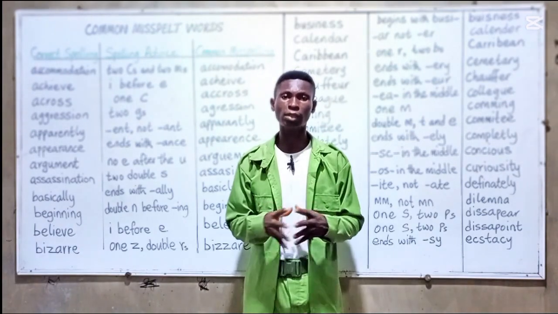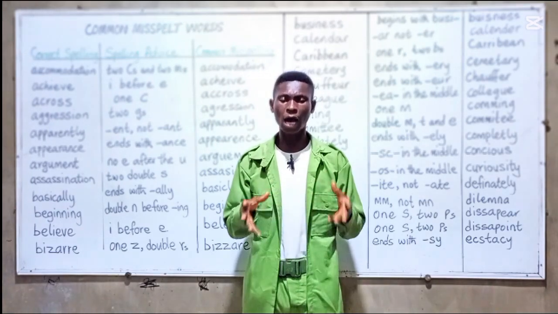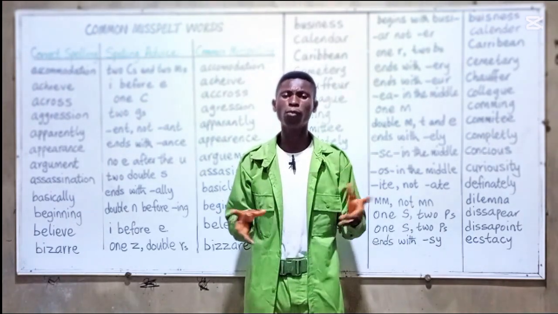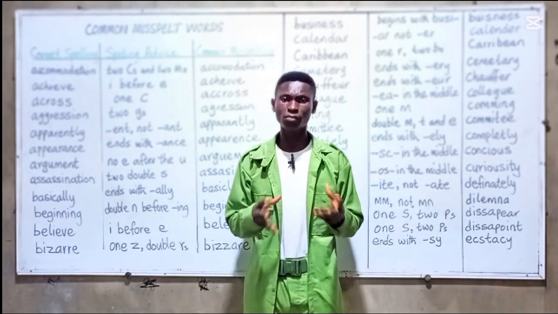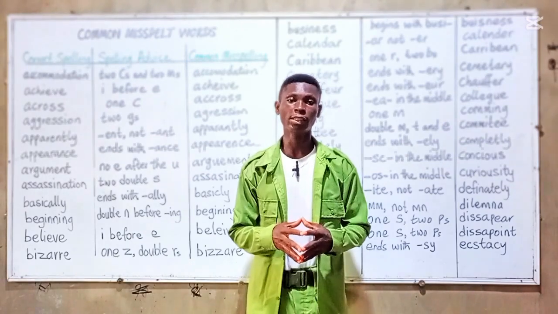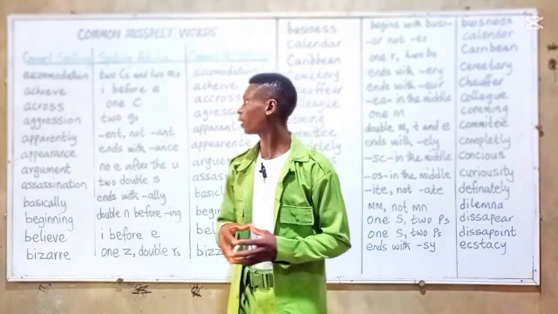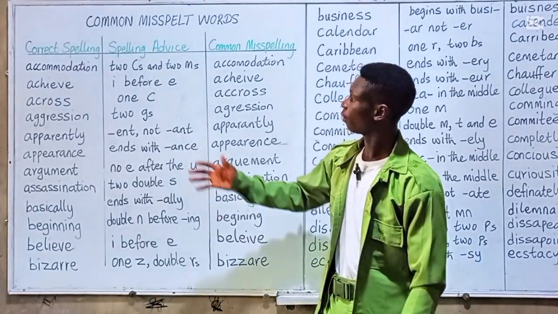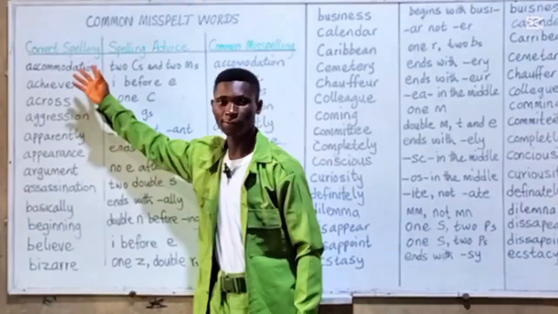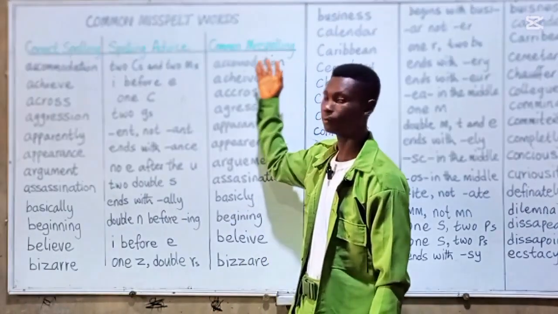Note the words I'm going to give you. I'm not just going to give you the correct spelling of these words, but also the spelling advice and often ways they are wrongly spelled. So, we're going to consider these 27 words in the English language that are often misspelled. Okay, let's begin. This is tabulated into three columns. We have correct spelling, spelling advice, and then common misspelling.